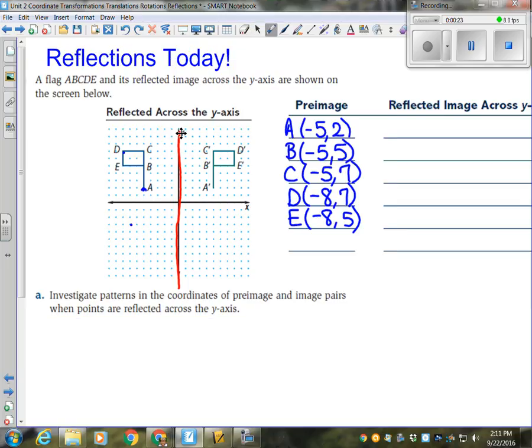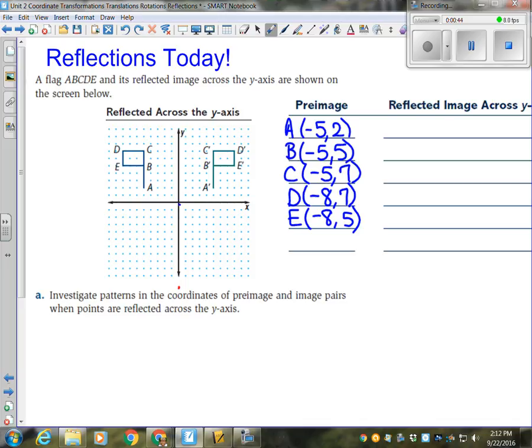So it's like everything on the left is going to have a mirror image that's going to be on the right side. So it's not like the flag is going to look exactly the same. It's not like translations. It's actually going to be reversed images. All right, so I think everybody gets the idea of what reflection is. Let's go about trying to see if we can figure out a pattern for how reflections occur.